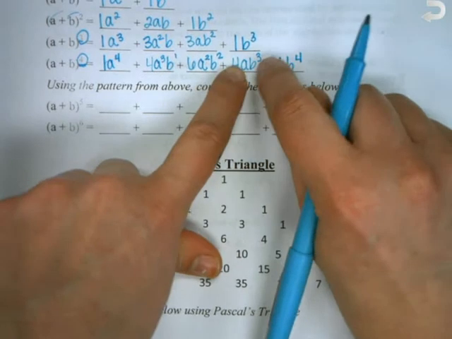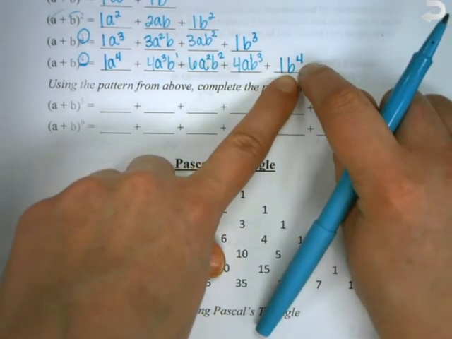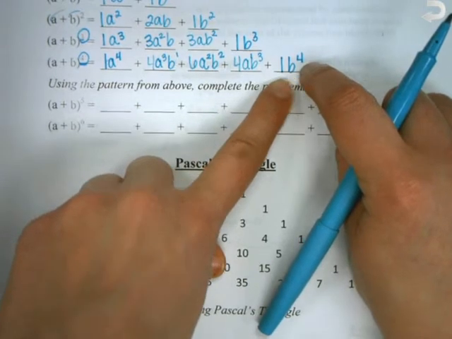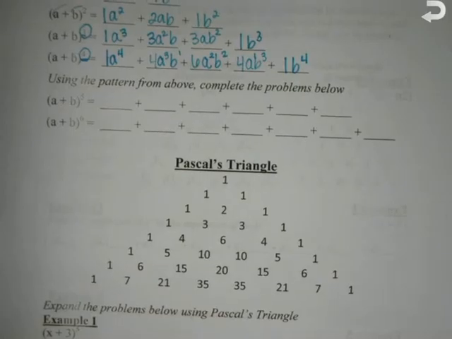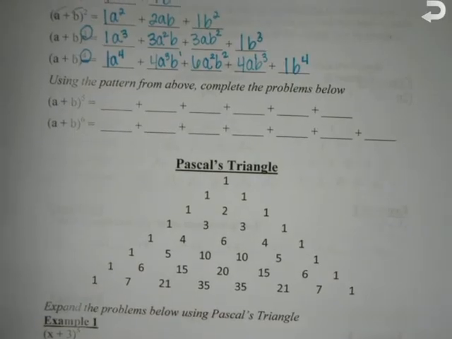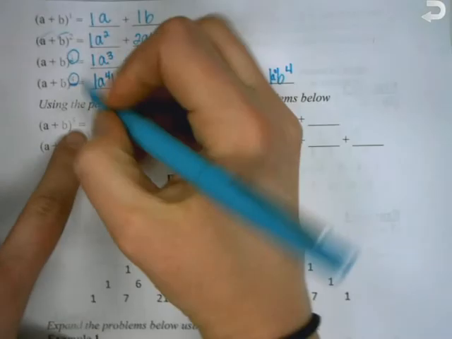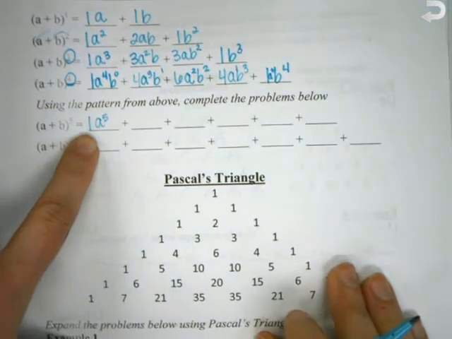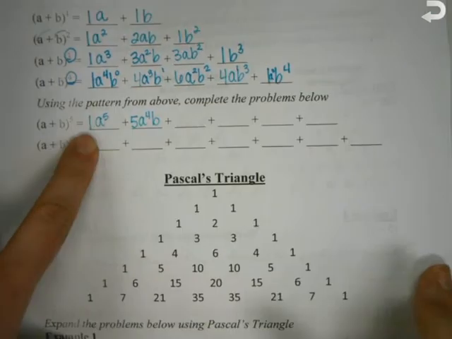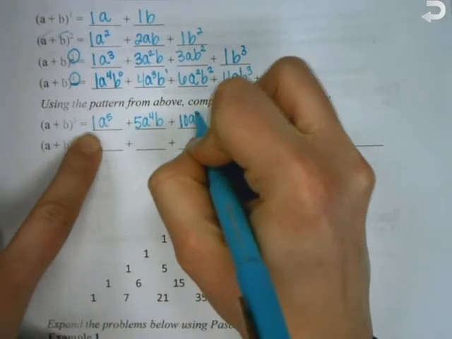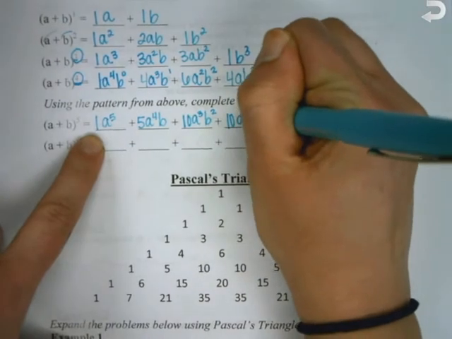Will you guys try doing a plus b to the 5th using the pattern? Don't try doing all the work, just try using the pattern. Becca, do you want to read me what you got? 1 a to the 5th, yes. 5 a to the 4th b. 10 a to the 3rd b to the 2nd. 10 a to the 2nd b to the 3rd. 5 a b to the 4th. 1 b to the 5th. Good, that's right. Got that.